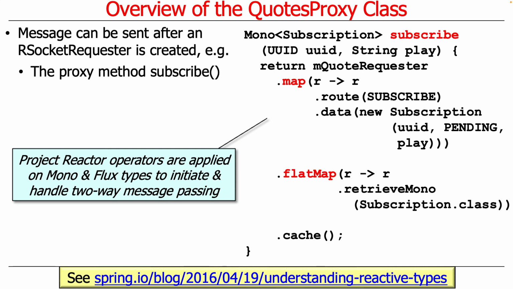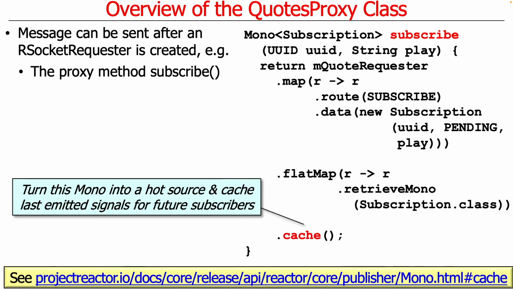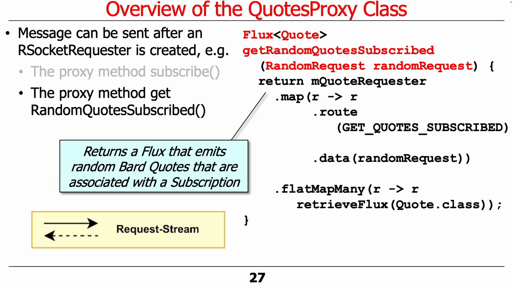And you can see how we use Project Reactor operators to kind of glue all the pieces together. And we cache the results because we don't want to have to do this again if we come along with the same connection. We want to be able to reuse it. OK, now let's talk about the other one. This is the method that we're going to use to get random requests. So you can see here, we want to get back a flux of quotes that correspond to the indices we're going to pass in with the random request.